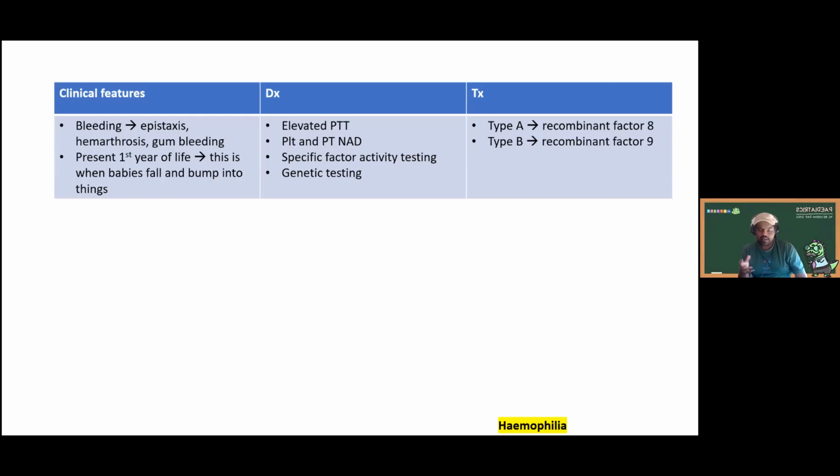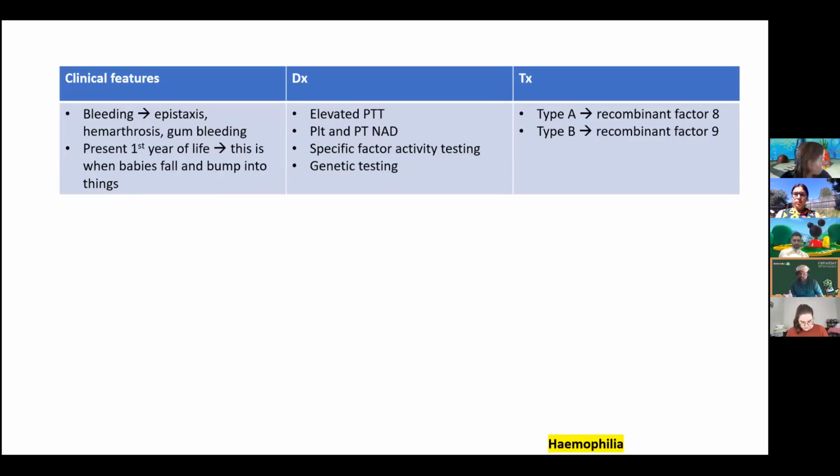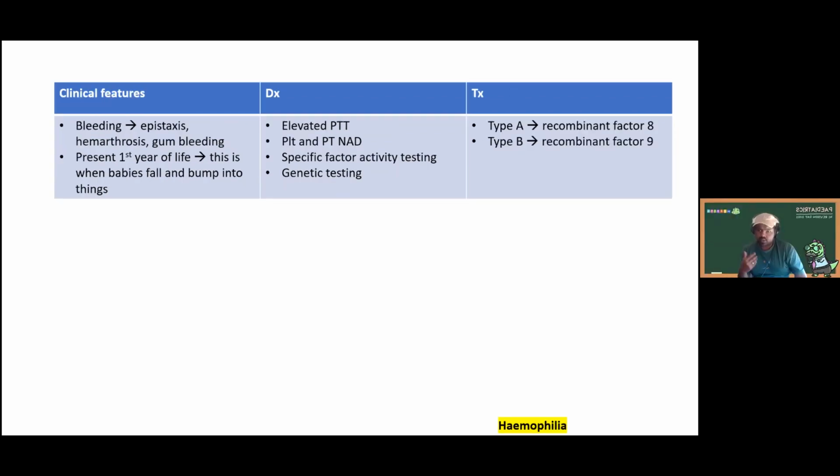So generally after about 3 to 6 months, this is because babies commonly fall and start bumping into things around that time. So again, on diagnosis, you'll get an elevated PTT because it's an intrinsic factor disorder. Your platelets and your PT will be completely normal, and you can do specific factor activity testing on clotting studies or genetic testing. So the treatment is really simple for this.